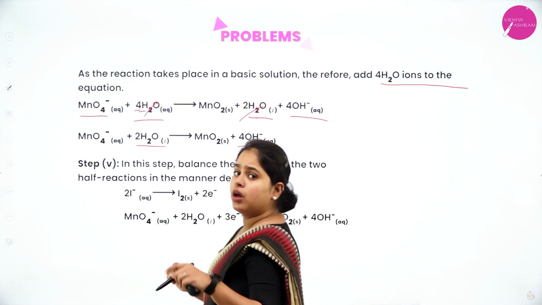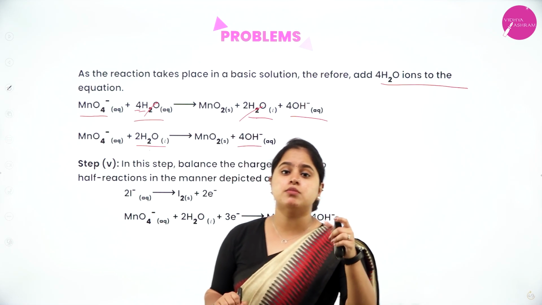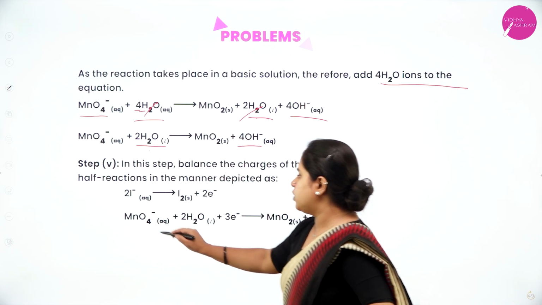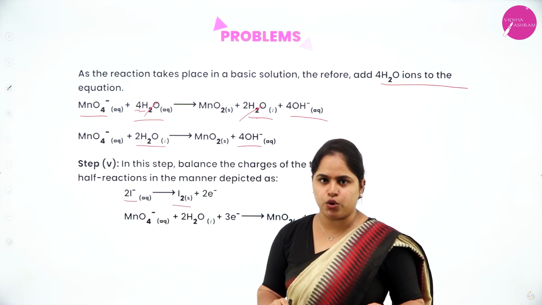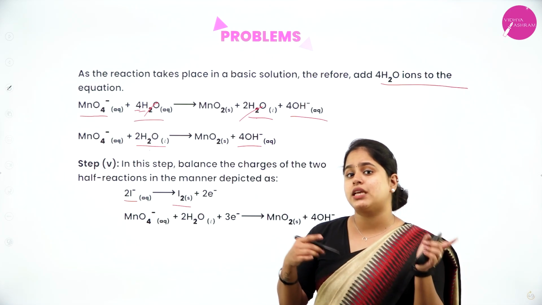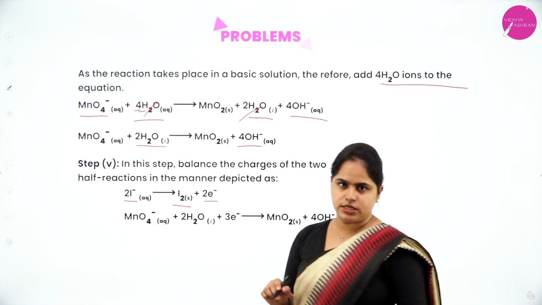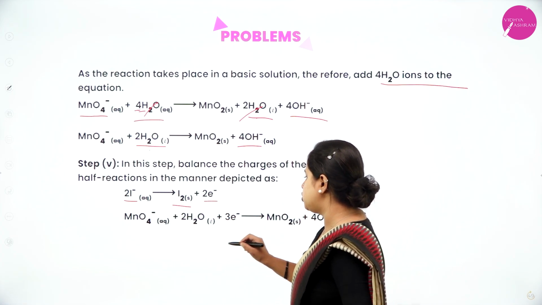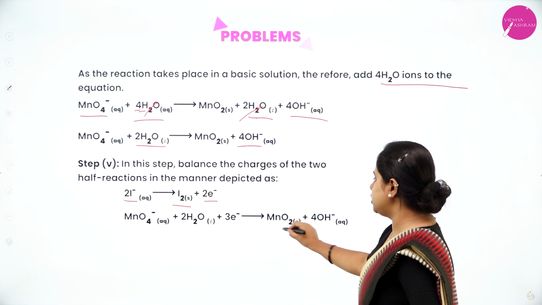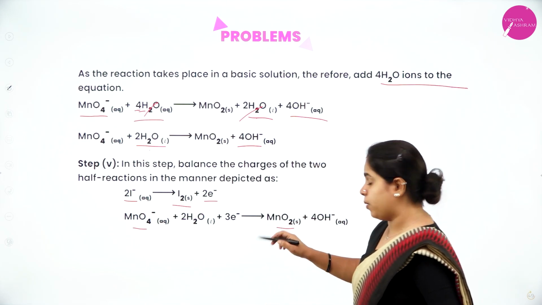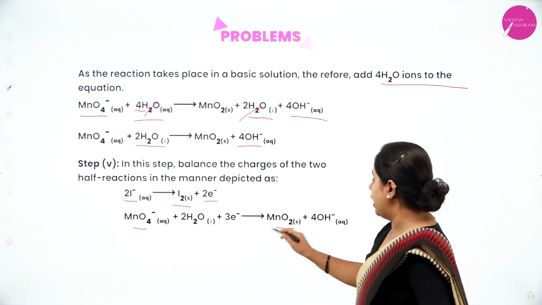So you can see now it is the ion electron method, right? In terms of electrons we have to write. So it was 2I⁻ which is giving I2. So that means 2I⁻ is getting oxidized to I2, meaning how many electrons are being lost, right? 2 electrons. And MnO4⁻ plus 2H2O is getting converted into MnO2. MnO4⁻ is getting reduced to MnO2.